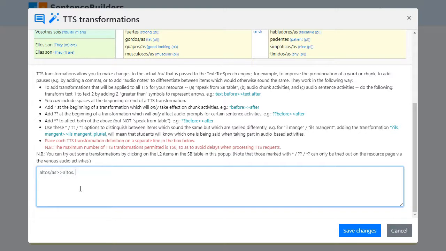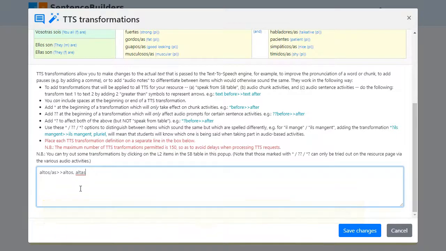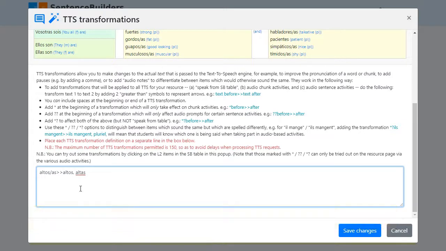So we need to tell it that when it sees altos as, it's going to transform that to altos, comma, altas. Now this will only ever happen when it's reading this information directly from the table, because in your sentences won't contain the word altos as. It'll contain either altos or altas, depending on whether it's a masculine or a feminine form of the verb. It's only when you're clicking into the table or when you're building from the table that you'll have this issue. And so this is the way that you get around it. So we're converting altos / as into altos, comma, altas. Now we need to do the same for all of the other adjectives.